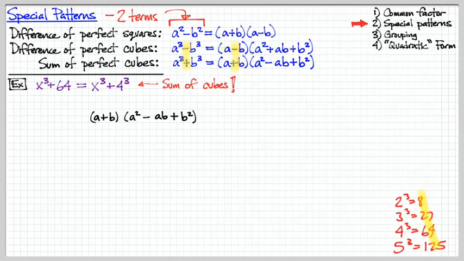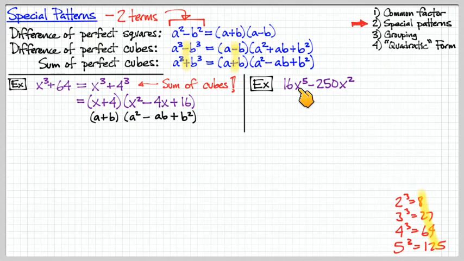Okay, we could use our little template here. We know that the sum of perfect cubes is a plus b times this. So I'm going to put this down here as a little template. And now this is our a, this is our b. We just stuff it in. Okay, that's how we expand there.